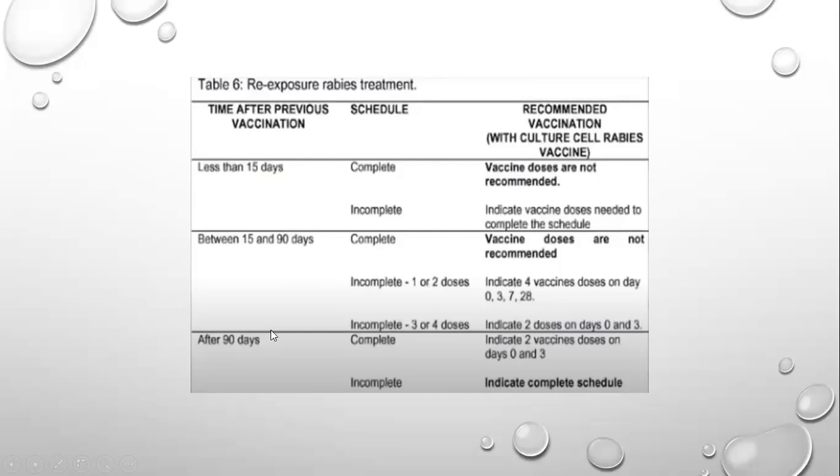And third category, if there has been more than 90 days since last vaccination and the schedule was complete, indicate 2 vaccine doses on day 0 and 3. And if it was incomplete, then indicate complete schedule.